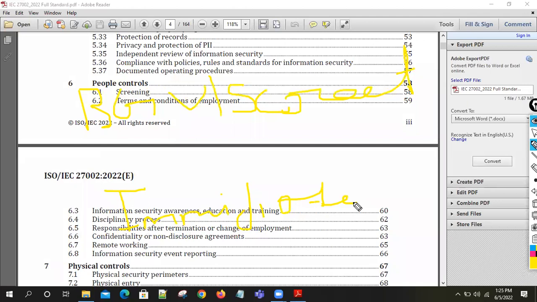When you frame a policy, you will write in the policy that whenever any candidate is hired within the organization, they need to undergo a background verification check. Their background verification would be mandatorily done. So this would be your process.